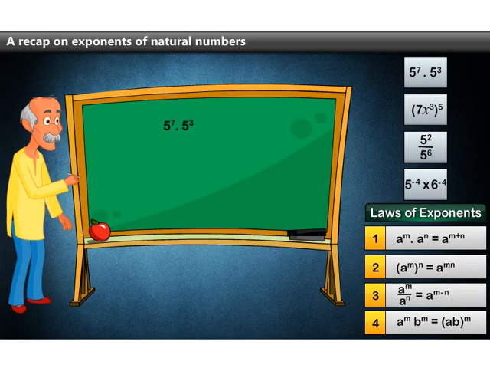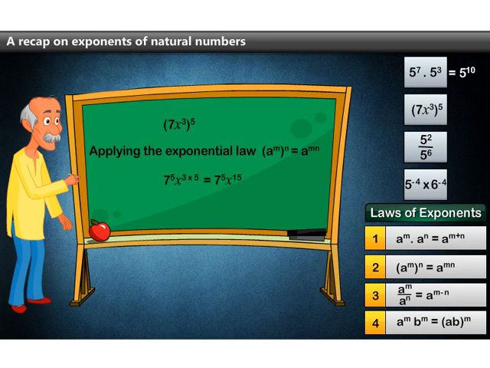Take the expression 5 to the power of 7 into 5 to the power of 3. Applying the exponential law a^m into a^n is equal to a^(m+n), we get 5 to the power of 7 into 5 to the power of 3 is equal to 5 to the power of 7 plus 3, that is equal to 5 to the power of 10. Now, take the expression 7x cubed to the power of 5. Applying the exponential law (a^m)^n is equal to a^(mn), we get 7 to the power of 5 into x cubed to the power of 5 is equal to 7 to the power of 5 x to the power of 15.